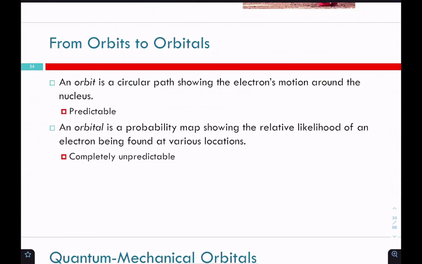So as I mentioned, an orbit is a circular path showing the electron's motion around the nucleus, and it's predictable, just like the baseball being thrown. And that was Bohr's model. He thought they had these predictable paths. The orbital, though, for the quantum mechanical model, is a probability map showing the relative likelihood of an electron being found at various locations. And it's completely unpredictable. The only thing you can predict is the area that it's going to be inside of.